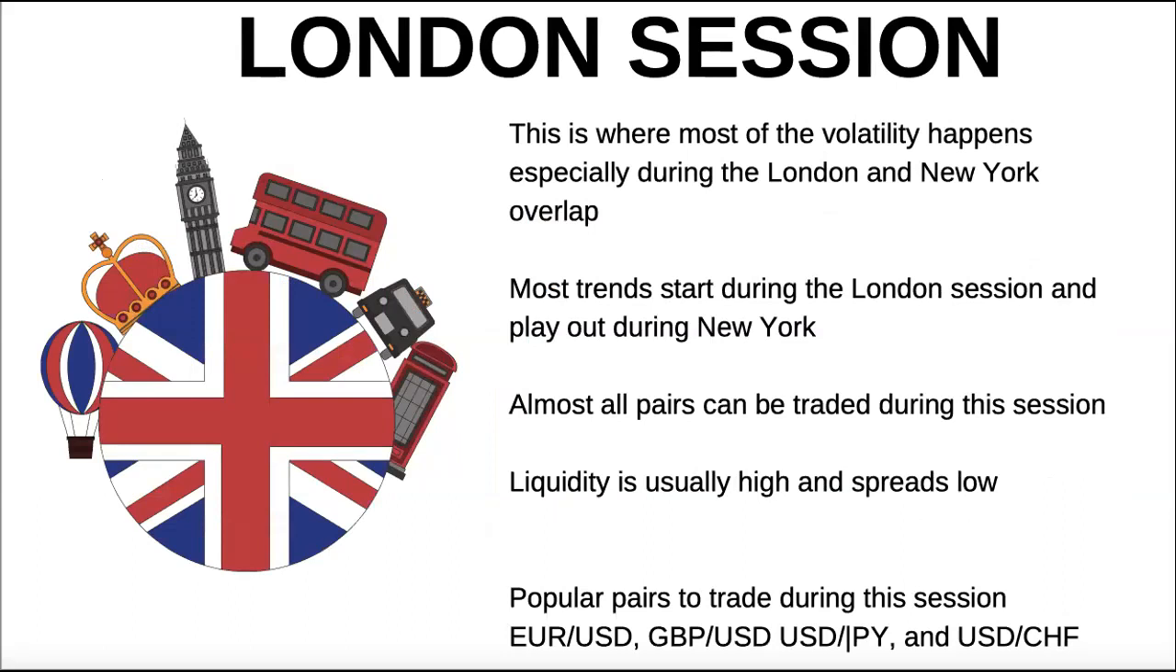The London session, this is where most of the volatility actually happens, especially, like I said, during the London and the New York overlap. Most trends actually start during the London session and they play out during the New York session. Almost all of the pairs can be traded during this session, and liquidity is usually high and the spreads are low, which is why you'll see a lot of traders trade during this time.